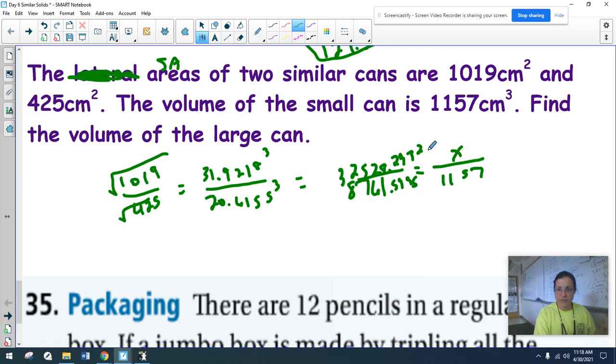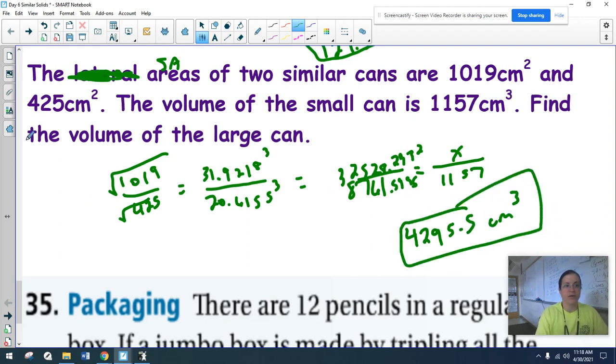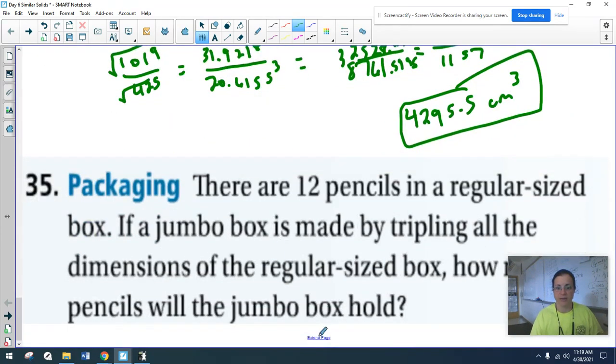Okay, so I'm just leaving those numbers in my calculator to make life a little bit easier. So I'm going to times it by the 1157 and then divide it by the 8,000. So that's going to end up being, for my volume of the larger can, if I round to the nearest tenth, 4,295.5. And that'll be centimeters cubed because it's volume. So that's all you're really doing. We're just messing with these numbers. You just have to remember that if you're dealing with the volume, you got to cube it. And if you're dealing with the surface area, you got to square it.